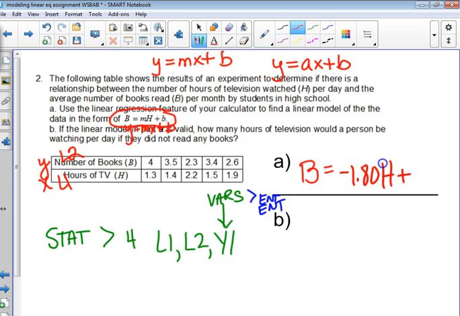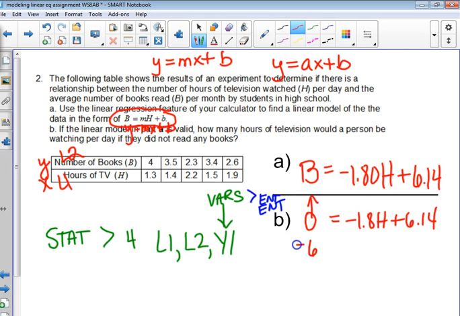Times the number of hours plus the intercept, anybody? Okay. B says, if the linear model of error load, how many hours of television would a person be watching per day if they didn't read any books? So zero books would be putting the zero in here. So it's going to say zero equals -1.8H plus 6.14.